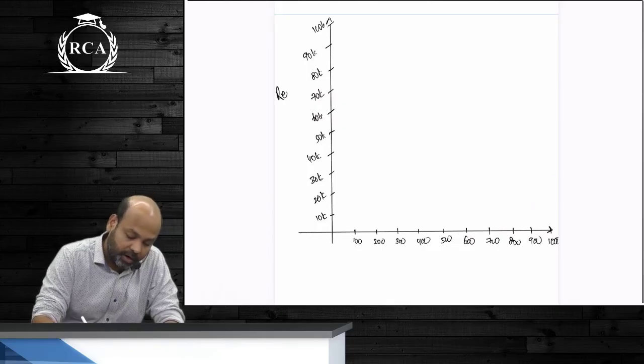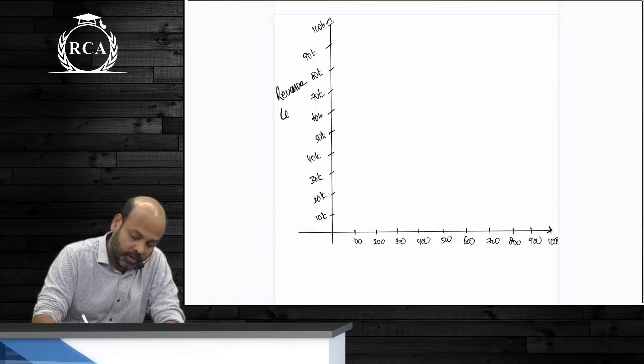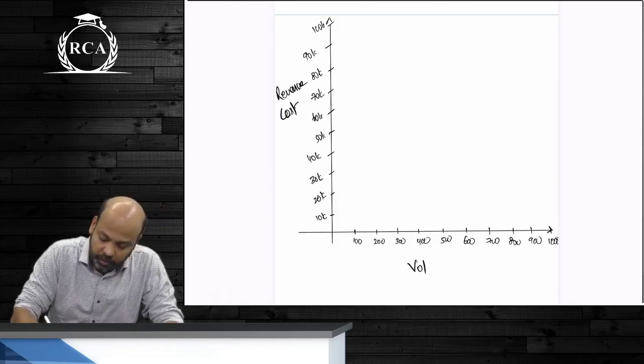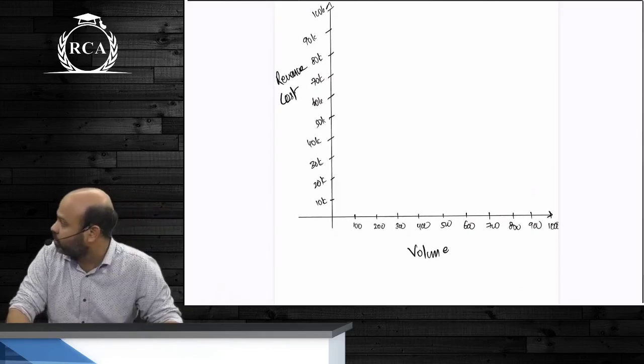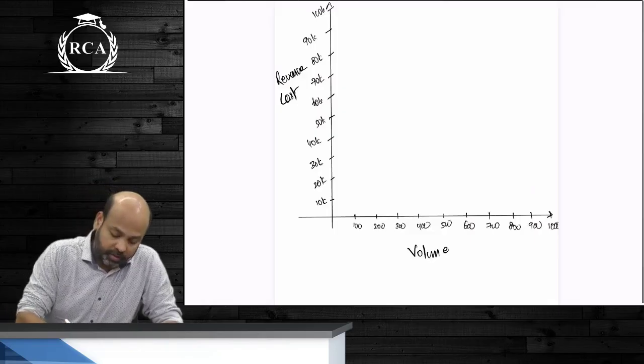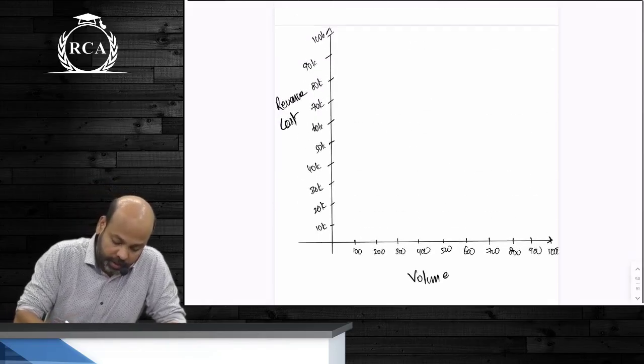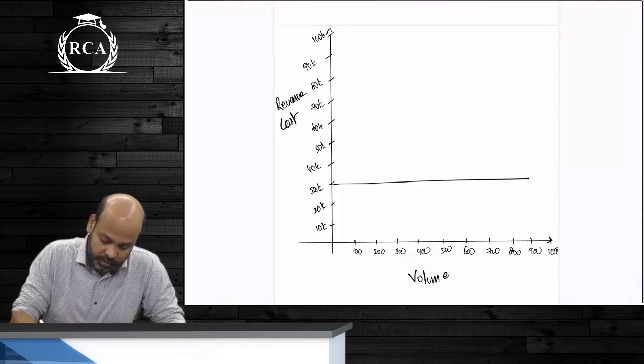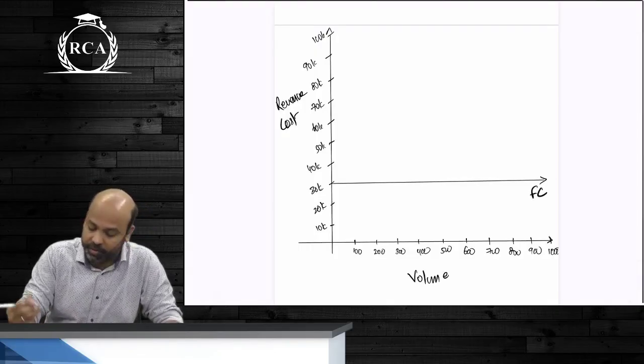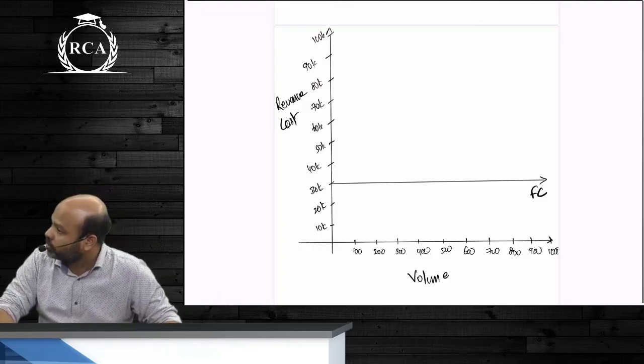So this is your revenue or cost, guys, on y-axis. This is the amount of volume, guys, on x-axis. Our fixed cost, guys, is going to remain constant no matter what is the volume. Yes or no? So our fixed cost is going to be a straight line as such, guys, parallel to x-axis, because your fixed cost remains at 30,000.